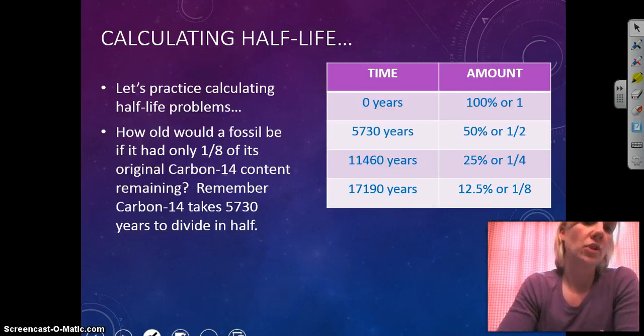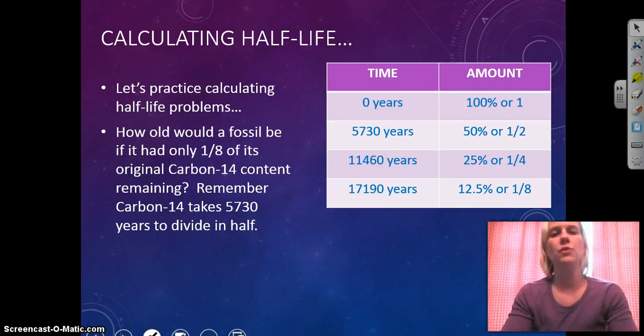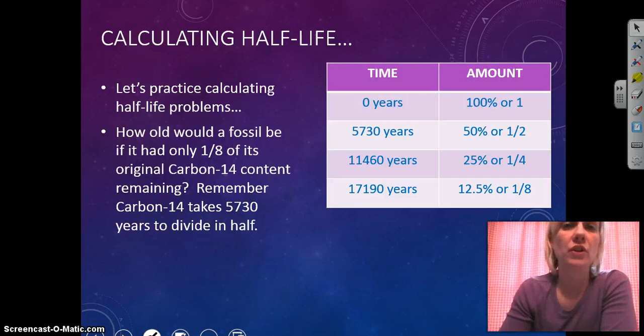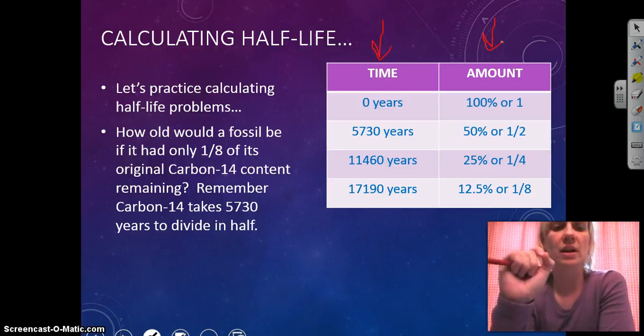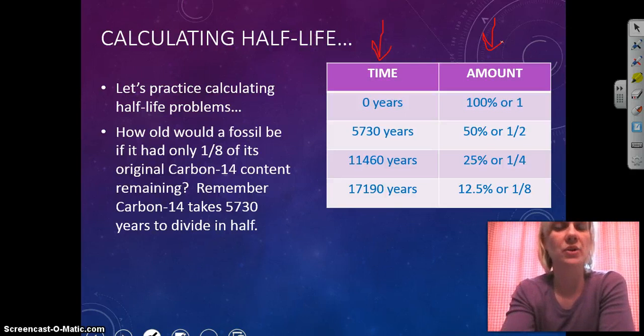Okay, so we have carbon-14 taking 5,730 years to divide in half. This is a chart way. Some of you who can figure it out algebraically, knock yourself out. Some of you who are more of a visual person, this is where you can keep track of where you're at. I always set my time, and then I put amount. Time is always time 0, so don't go anything beyond that. Amount is 100%, which is just 1.